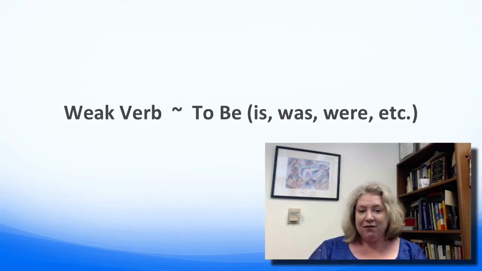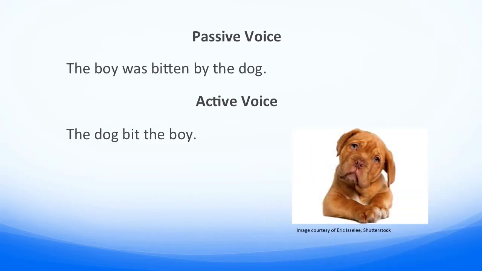Here are examples of passive voice versus active voice. In the first sentence, the noun that is responsible for the action, biting, is the dog. However, the dog is not in the subject position as you would expect it to be as the actor in the sentence. The noun that is having something done to him, the boy, is in this position. The to be verb here weakens the action. In the second sentence, the dog is the actor and is in the subject position. Also note that active voice commonly leads to more concise sentences.